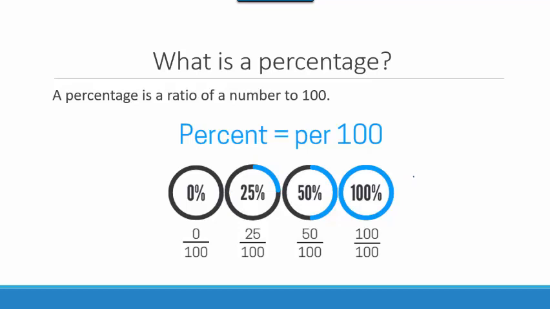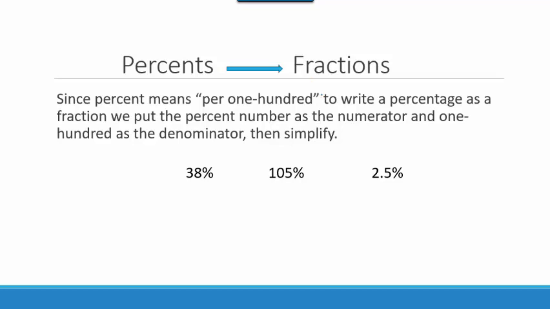The bad part about percentages, though, is that real life is not always out of 100. So we've got to know how to manipulate percentages in order to deal with the situation that we're given. One way of doing that is to change percentages to fractions. Since percent always means out of 100, anytime you have a percentage, your denominator would be 100. And then it's just a matter of simplifying it. So 38 out of 100 was simplified down into 19 over 50.